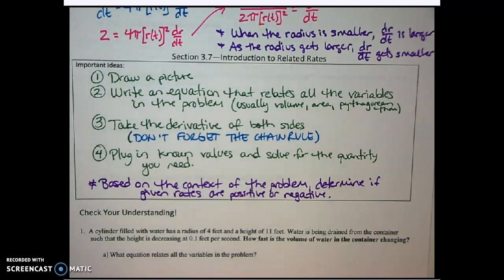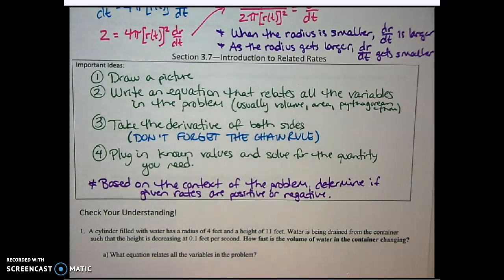And then finally, plug in the known values and solve for the quantity you need. So at this point, you're going to solve if you're given a rate of change, or if you're told to find a rate of change when a radius or a height is a certain value. And then finally, based on the context of the problem, determine if the rates should be a positive or negative value. All right, so let's go ahead and look at this first problem.